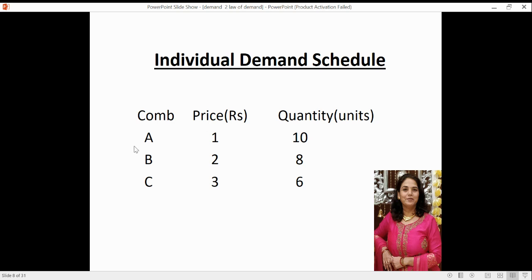So look, first combination: at price 1, 10 units demanded; at price 2, 8 units demanded; at price 3, 6 units demanded. So when I am putting this price and quantity combination in a table for an individual consumer, say Prisha, then it's called individual demand schedule.